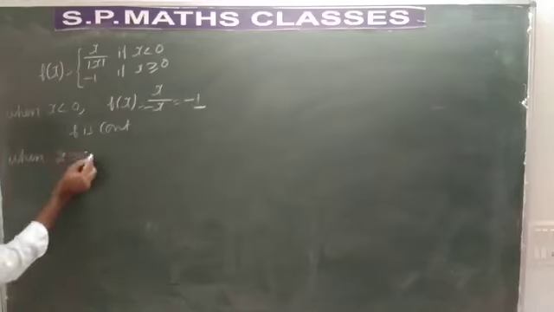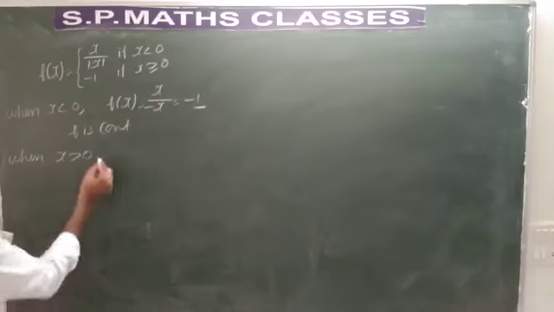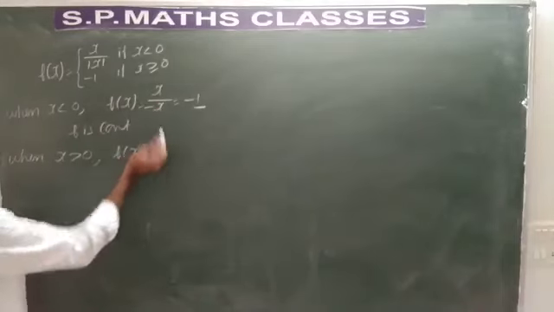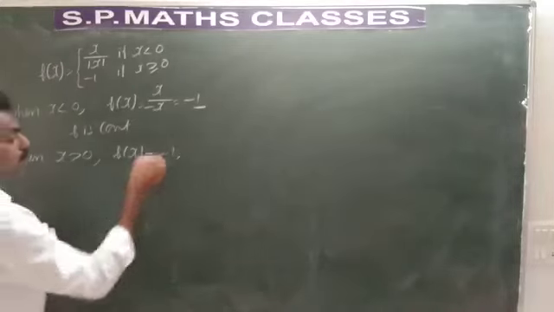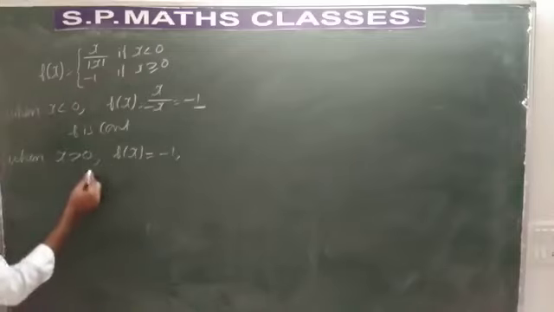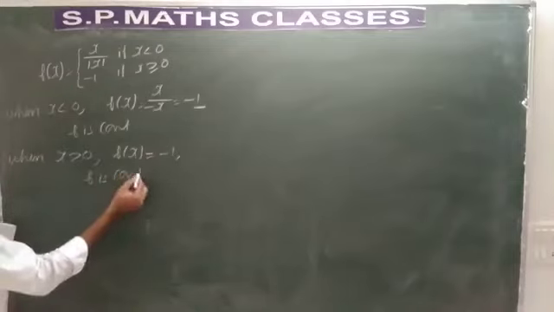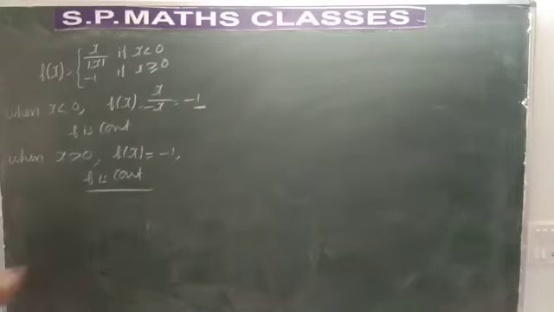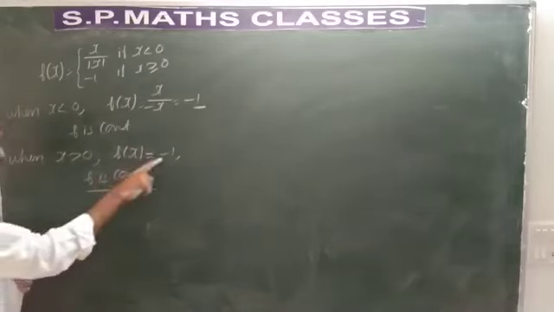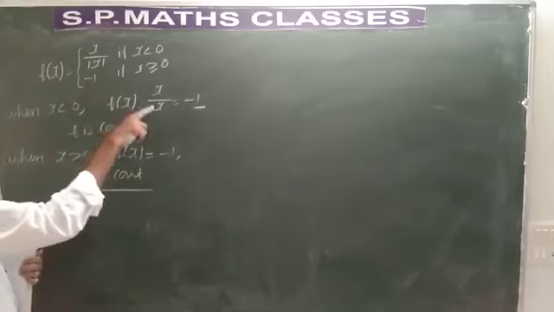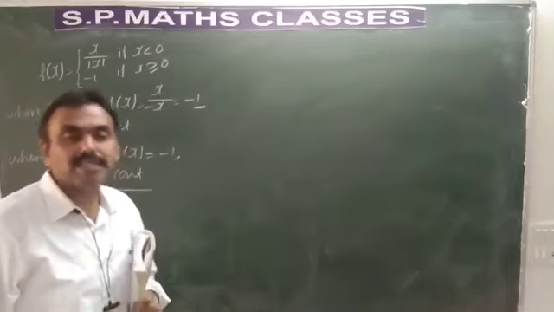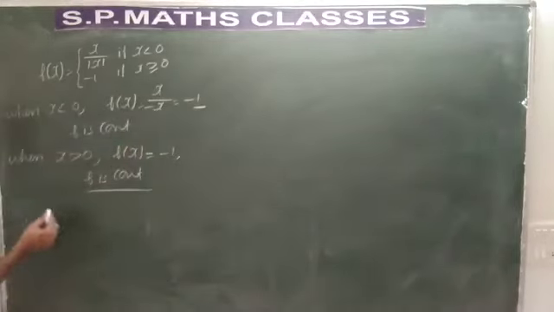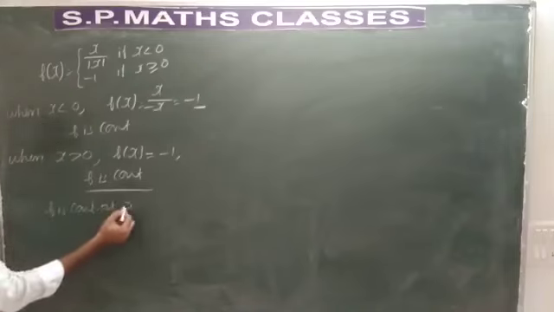When x is greater than 0, what is f of x? When x is greater than 0, f of x is minus 1. It is a constant function, so f is continuous. For less than 0, it is minus 1. For greater than 0, it is minus 1. At x equal to 0, it is minus 1. So obviously, left hand limit is equal to right hand limit is equal to f of 0. I conclude that f is continuous at x equal to 0 also.